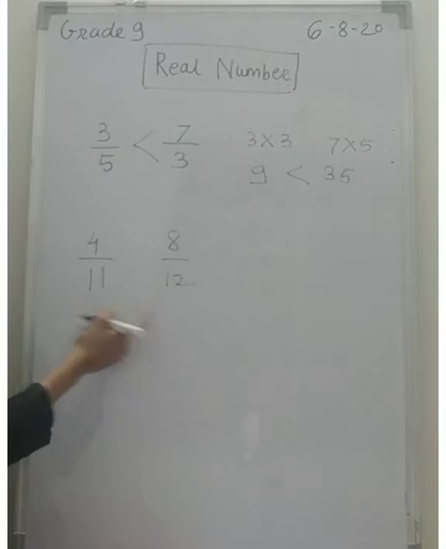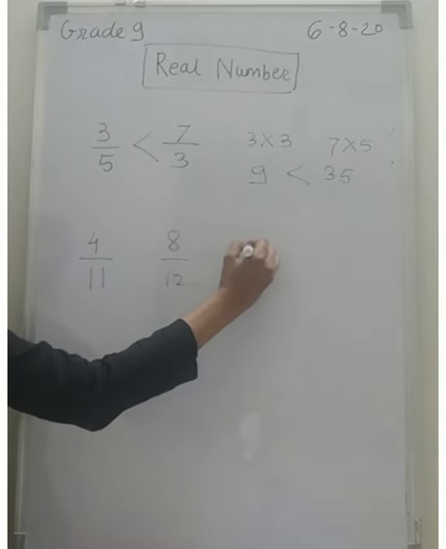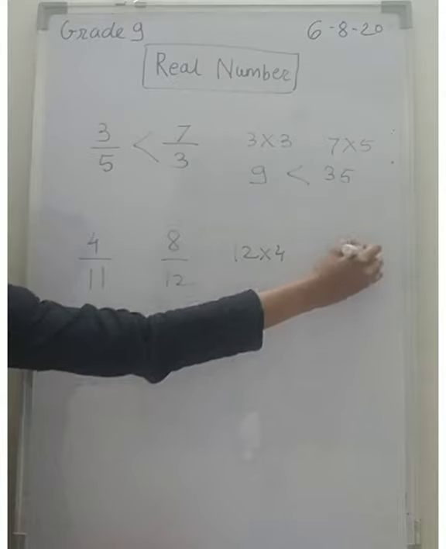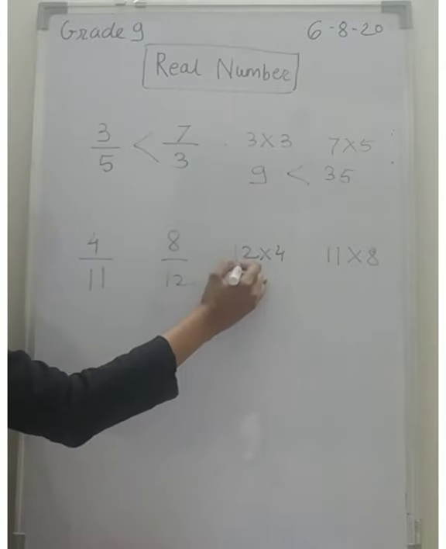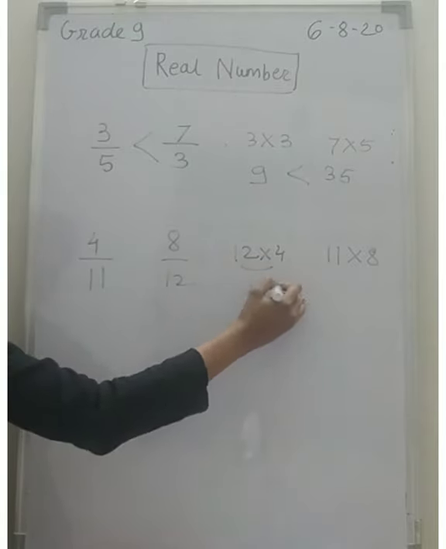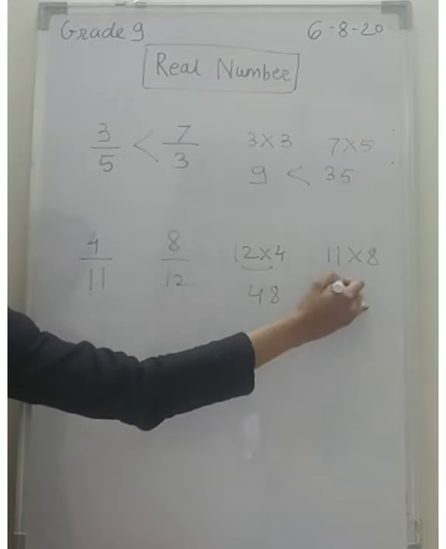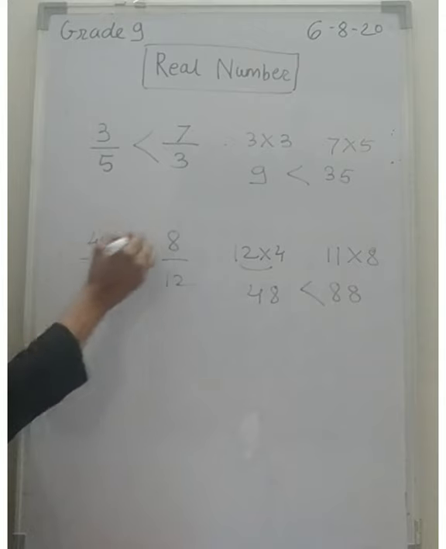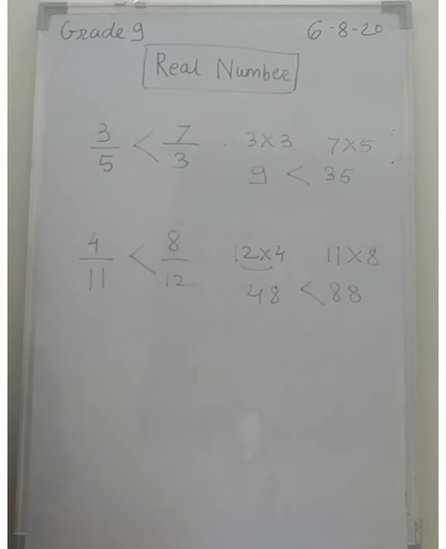Now let's decide about these two numbers. 12 by 4 and we have 11 by 8. So 12 4s are 48 and 11 8s are 88. So which number is greater? 88 is greater. Therefore, 8 upon 12 is greater than 4 upon 11. Okay, that's how you decide which number is greater and which number is not.